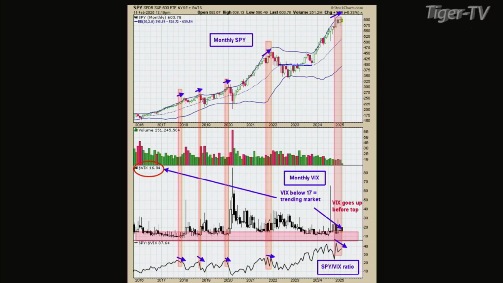But tops take longer. Sometimes they can form over several months or even several weeks. So I'm thinking we may be doing that here.